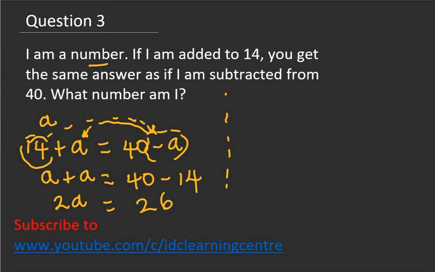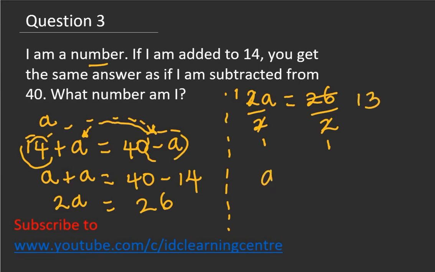So I'm going to bring the equation up. 2A equal to 26. To get the value of A, I'm going to divide both sides by 2. 2 here 1, 2 here 1, 2 into 26 is 13. So the number represented by A is 13.